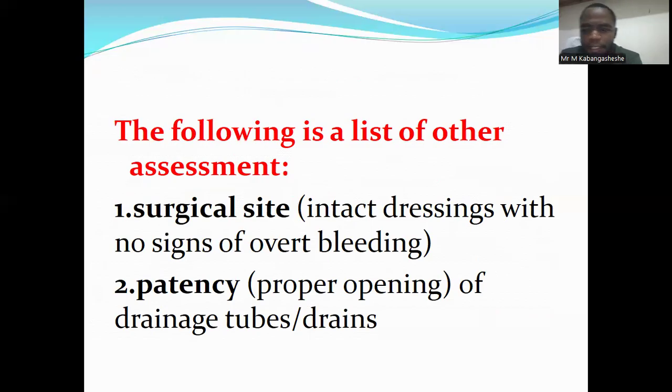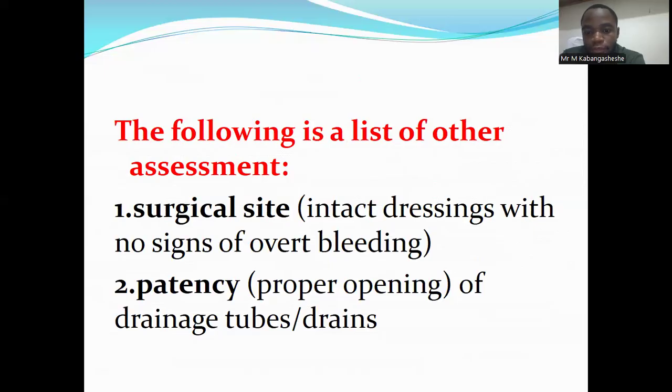So assess the surgical site. Of course, the theater nurses will give you handover and give you the latest vital signs that were collected on the patient. In addition to that, you must get your own vital signs, check the patient, ensure you know what the vital signs are, and then check the surgical site.